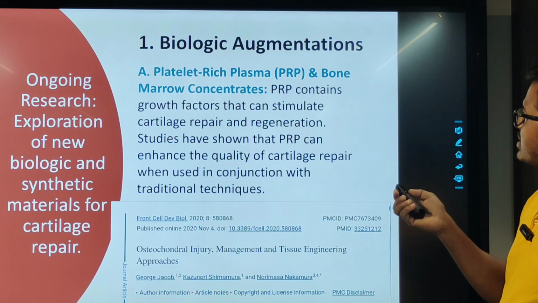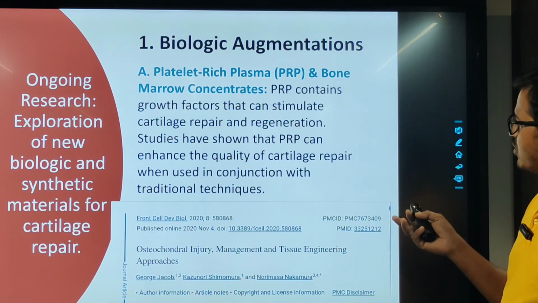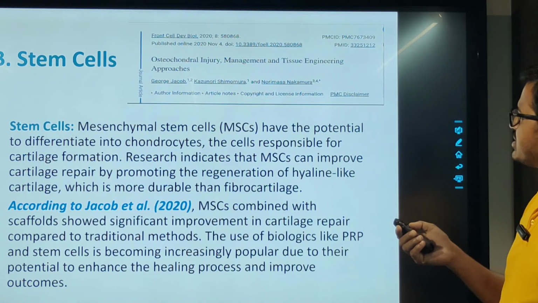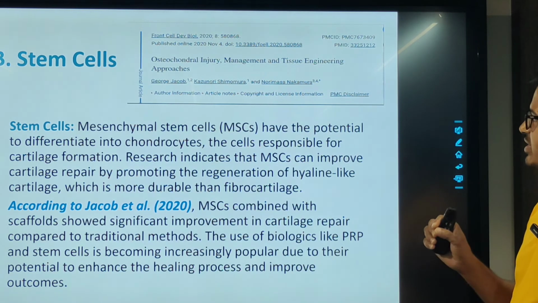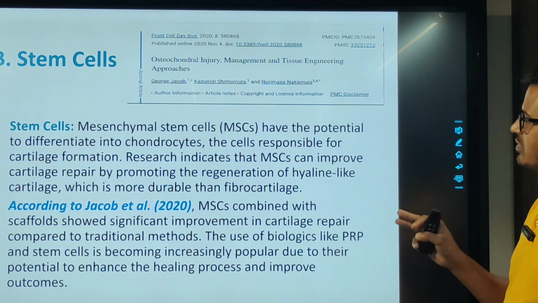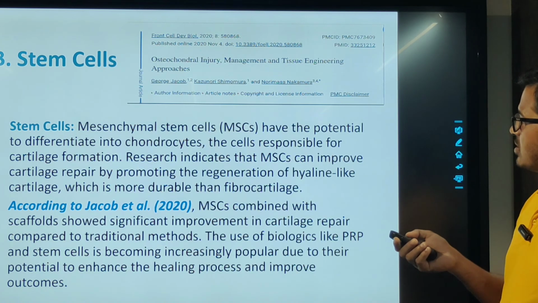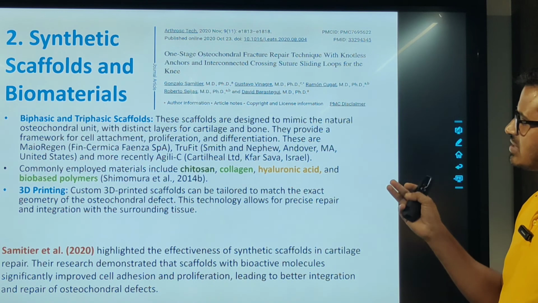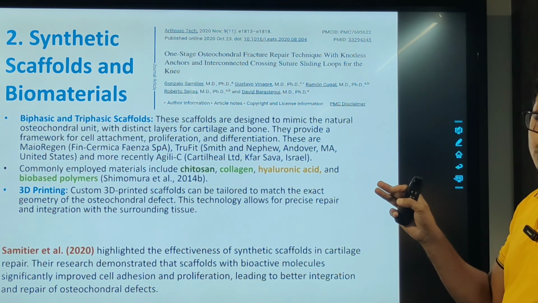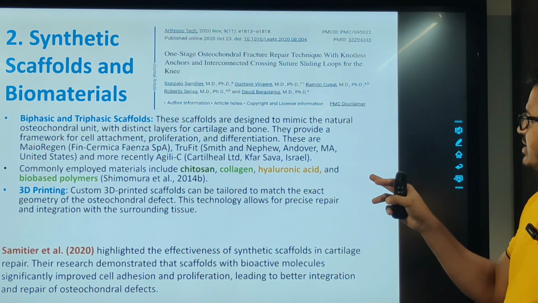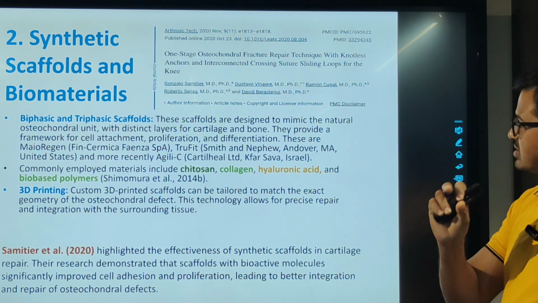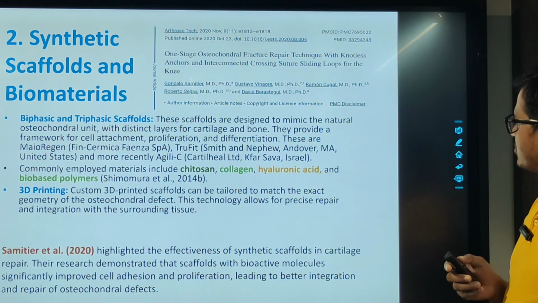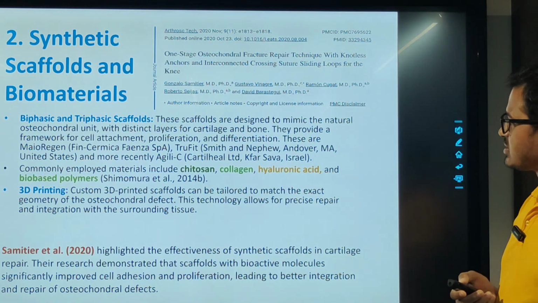We are discussing these biologic implants, platelet-rich plasma and bone marrow concentrate. Stem cells, we have discussed, mesenchymal stem cells have the potential to differentiate into chondrocytes, the cells responsible for cartilage formation. Synthetic scaffolds can be biphasic, triphasic, and now 3D printed scaffolds are also available. What is the benefit? 3D printed scaffolds can be tailored to match the exact geometry of the osteochondral defect. This technology allows for precise repair and integration with the surrounding tissue.